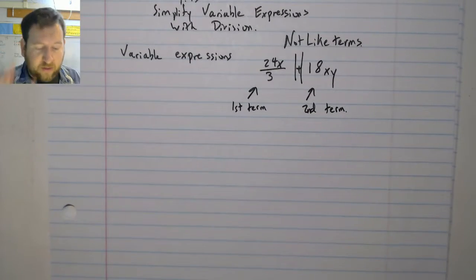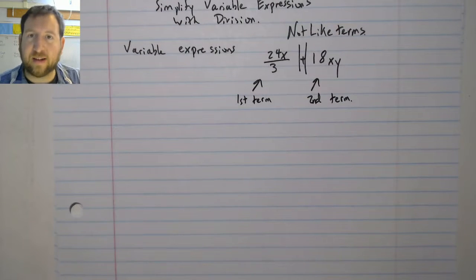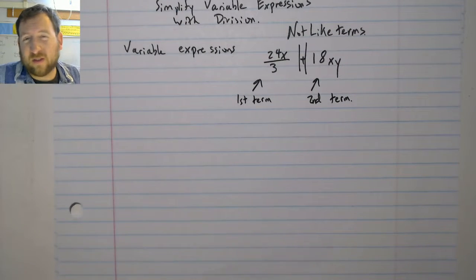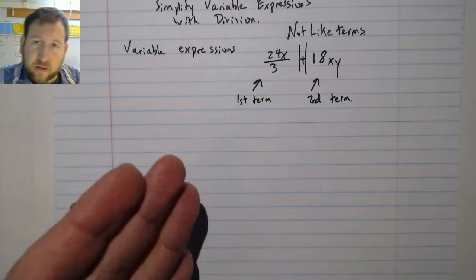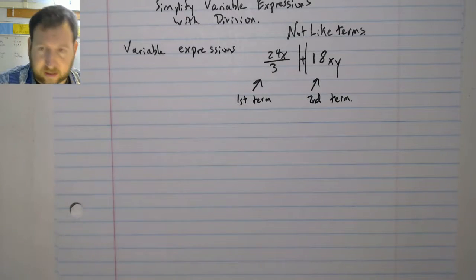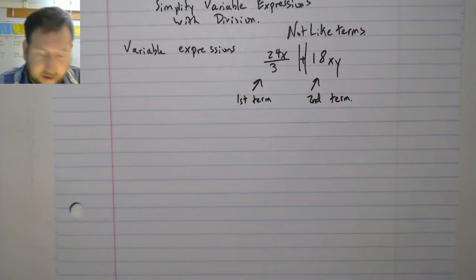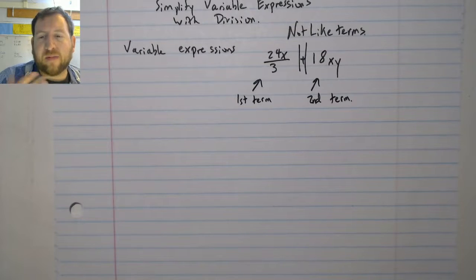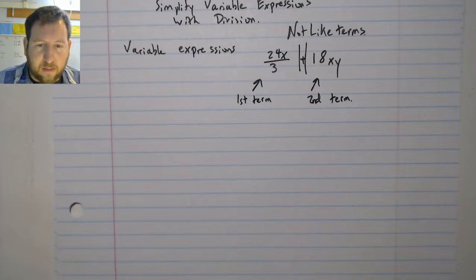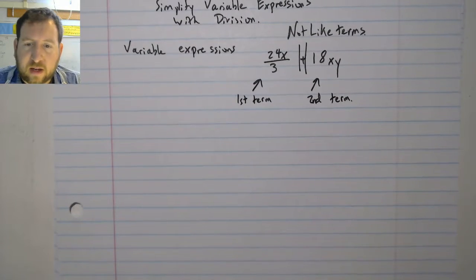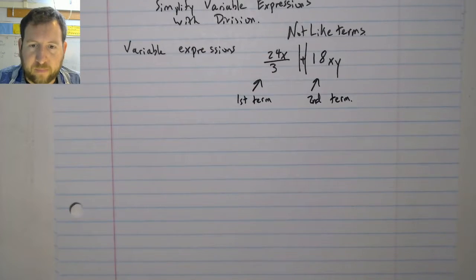We have 24x over 3 plus 18xy. And I'm not sure what this is referring to exactly, but I know that this is simplified and there's nothing else that I could do. Well, I guess I could simplify my 24/3, but that part doesn't really matter so much. Let's take a look at what we're going to be talking about in this section.